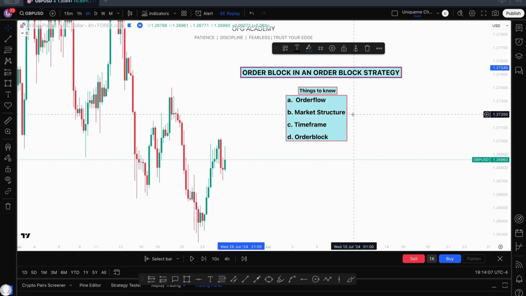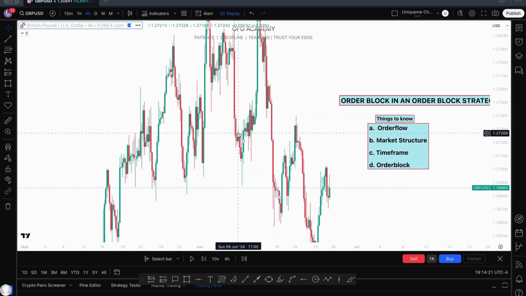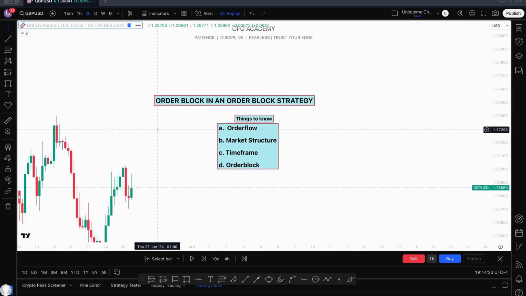Then the structure of the market, you learn how to mark structure. You try to find out the market is a story, which I had to learn in a hard way, but you have to find out the whole story of what the market is telling you. Where is the high and where is the low, indicating your break of structure?